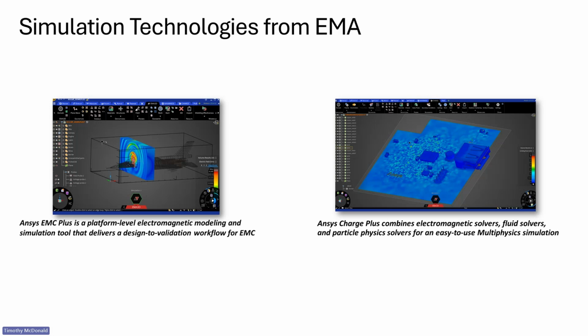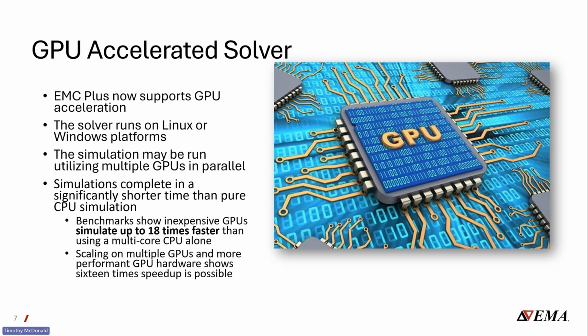Ansys Charge Plus, on the other hand, combines electromagnetic solvers, fluid solvers, and particle physics solvers for easy-to-use multi-physics simulation. It is a tool for plasma modeling and things that involve plasmas like arcs and discharges. And it is all about extreme multi-physics of electro, fluid, and radiation effects. So those are the two products that are available from us through Ansys.